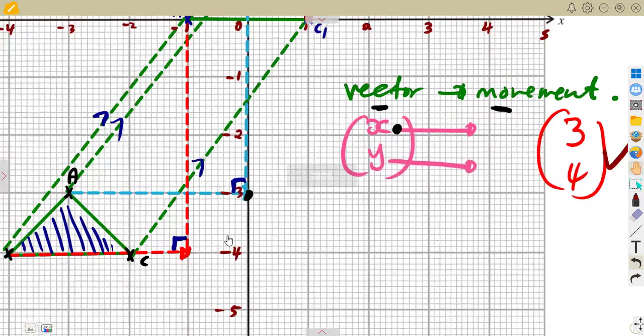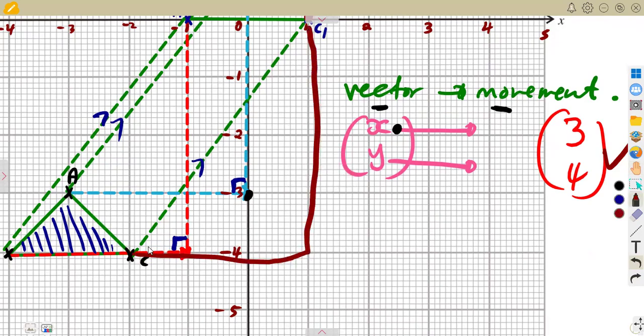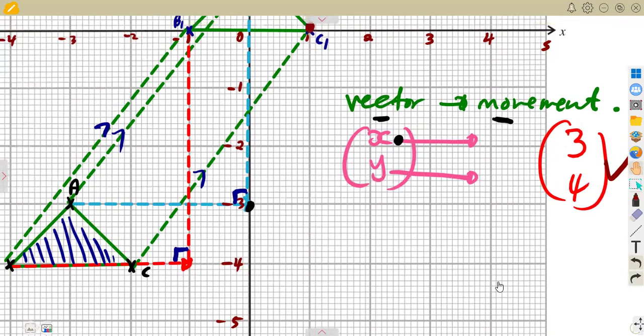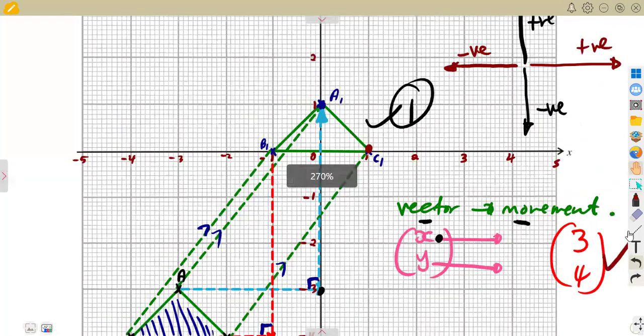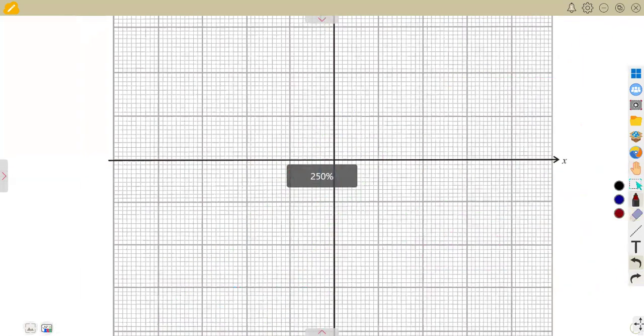If you work with C to C1, not to join C and B1, no. C is supposed to correspond straight to where the C1 is. How many units? 1, 2, 3. How many units up? 1, 2, 3, 4. So that's your transformation on a translation.